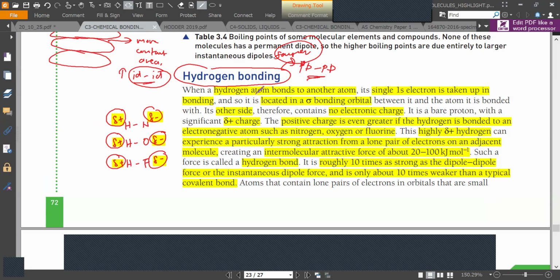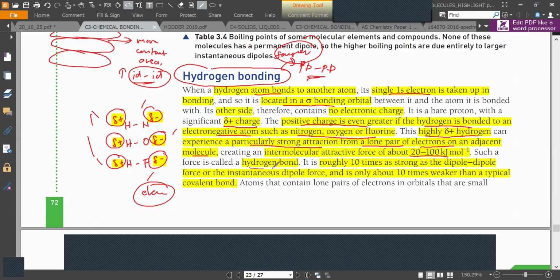Why? The hydrogen atom has only one s electron. Nitrogen, oxygen, and fluorine are highly electronegative, so we have a delta positive charge on the hydrogen. The positive charge is even greater when hydrogen is bonded to an electronegative atom like nitrogen, oxygen, or fluorine. So the highly delta positive hydrogen gets a particularly strong attraction from a lone pair of electrons on the adjacent molecule. So this intermolecular force is very strong.